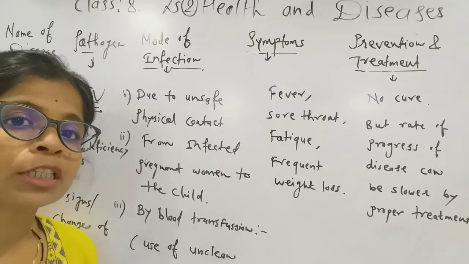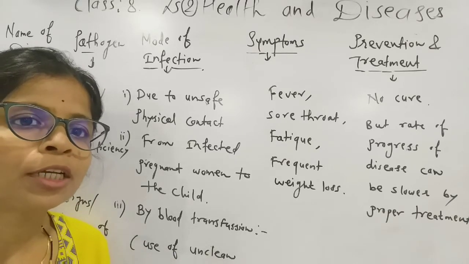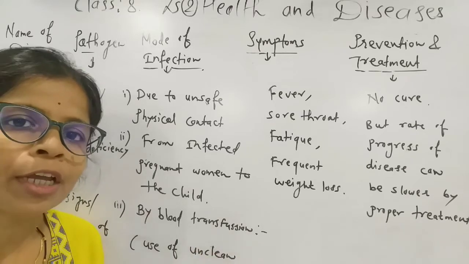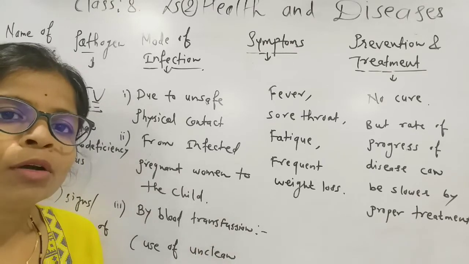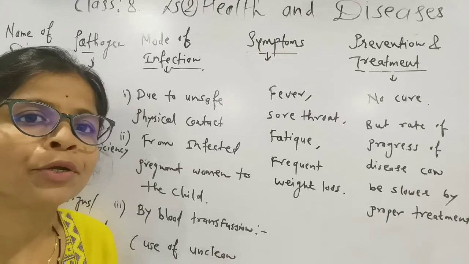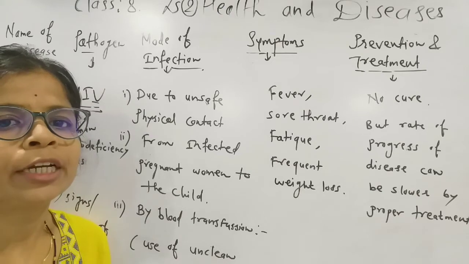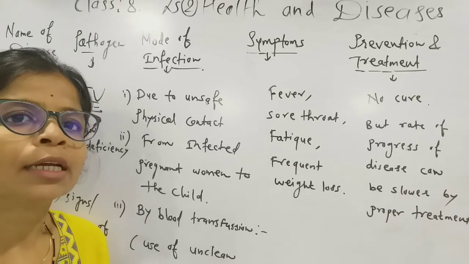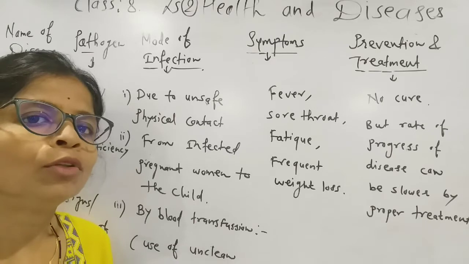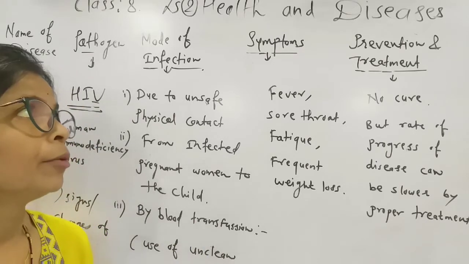The next mode of infection is by blood transfusion, means by taking or giving blood from one person to another. If unclean needles are used, then the infection can spread to another normal person, and in this way the disease spreads.